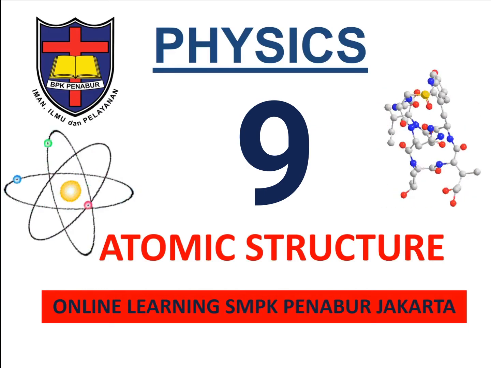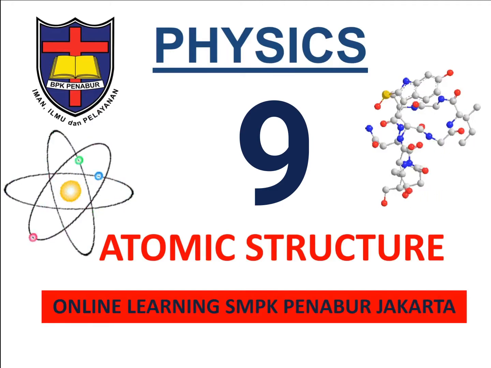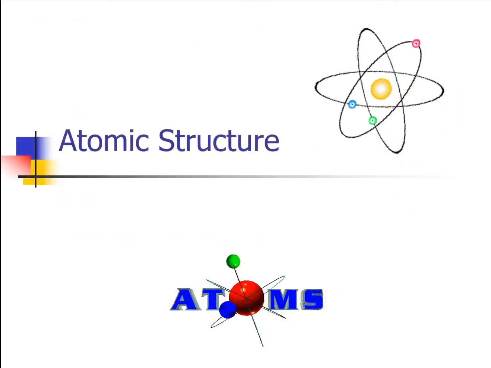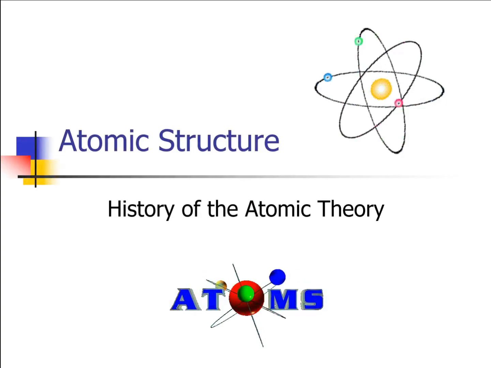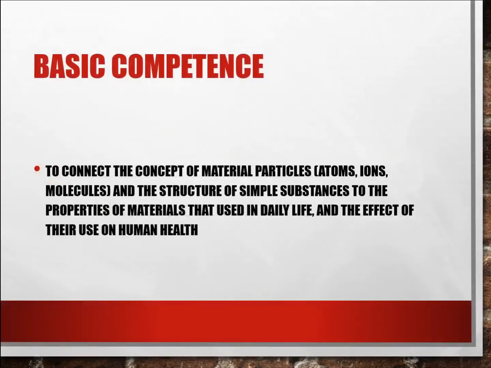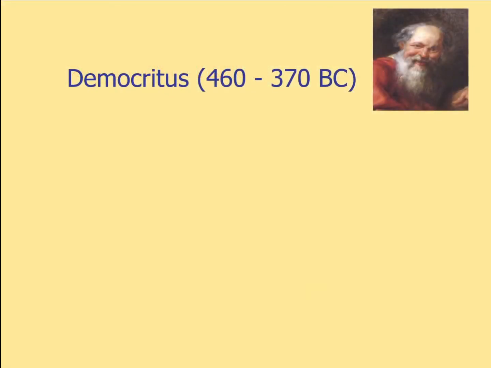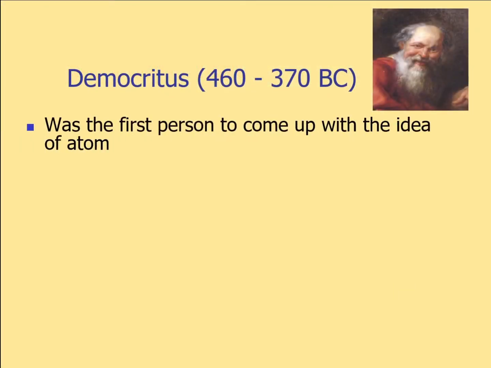Now we will continue our learning section on the topic of the atomic structure, and especially through this video we will learn about the history of the atomic theory. The basic competence of this material is to connect the concept of material particles, atoms, ions, molecules, and the structure of the simple substances to the properties of the material used in daily life and the effect of their use on human health. The first scientist was Democritus.